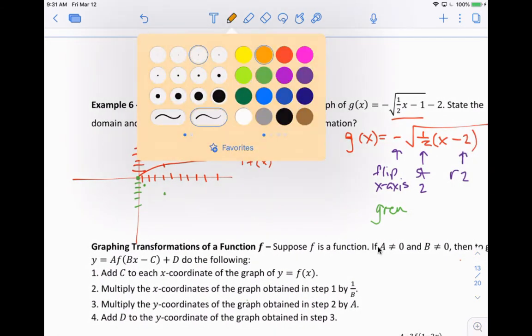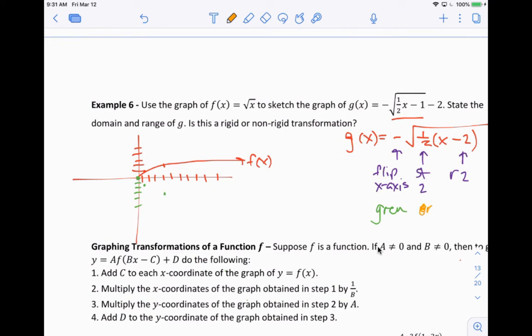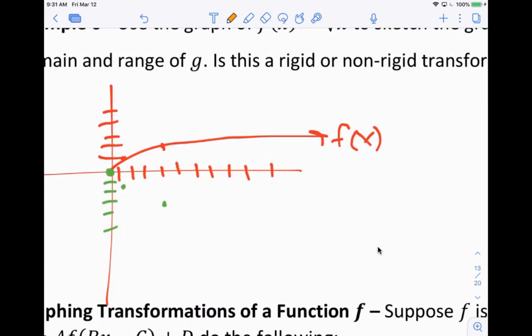Next up, we've got the stretch of 2. We'll put it in orange. Each one of these, I'm going to take the x values and multiply them by 2. Remember, it's opposite, so I'm doing a divide by 1/2. In other words, I'm multiplying by 2. So 0, 0 again is going to stay the same. 1, negative 1 is going to become negative 2. 4 is going to become 8. So we see it's all been stretched out.